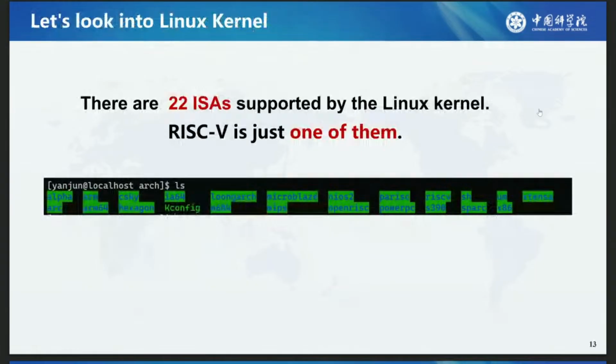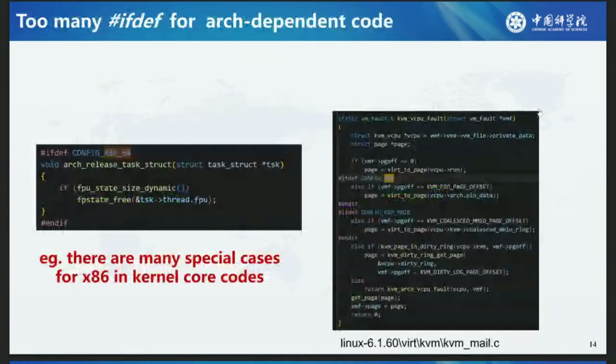So let's look into the Linux kernel. When you open up the arch directories in the Linux kernel, you can see there are 22 ISAs supported by the Linux kernel, and RISC-V is just one of them. If we read the code in the Linux kernel, we can see many ifdefs. Many of these are arch-dependent code, especially for x86 and some others like MIPS and other architectures. So from a software engineer's perspective, if we have many ifdefs, it's hard to read the code, debug the code, and optimize the code.